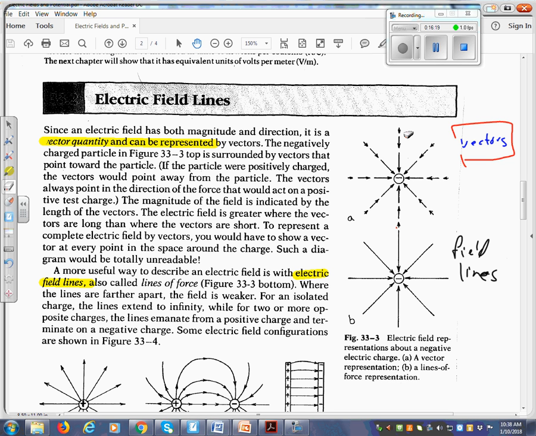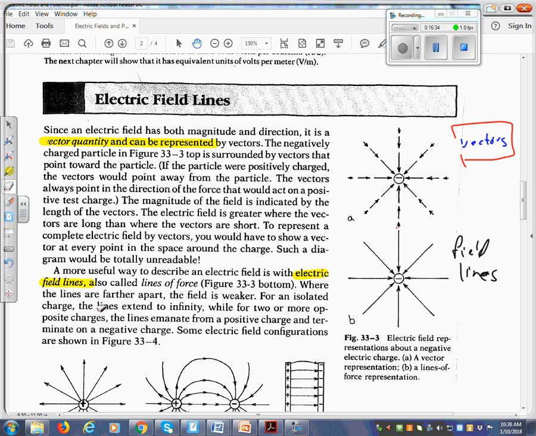Say again? Yeah, there's three vectors. Some are short, some are long, right? They're varying lengths. These ones here are all the same length. Okay, do you see that difference? These are not vectors. These are field lines.